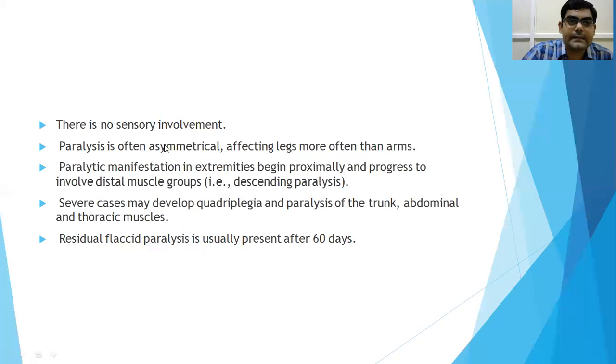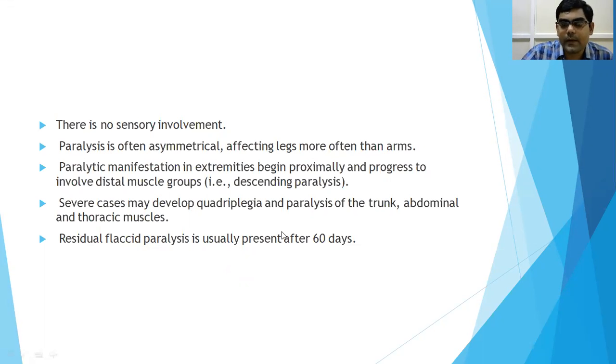So paralysis is often asymmetrical, affecting legs more than arms. Paralytic manifestation in the extremities begins proximally and then begins to involve distal muscle groups, that is, descending paralysis. Severe cases may develop quadriplegia and paralysis of the trunk, abdominal, and thoracic muscles. Residual flaccid paralysis is usually present after 60 days of infection.